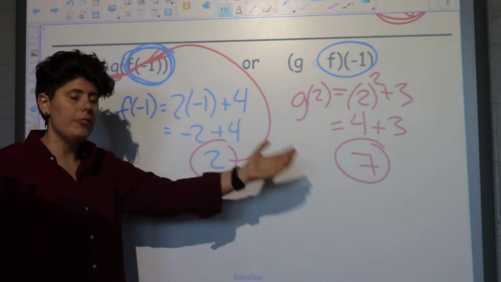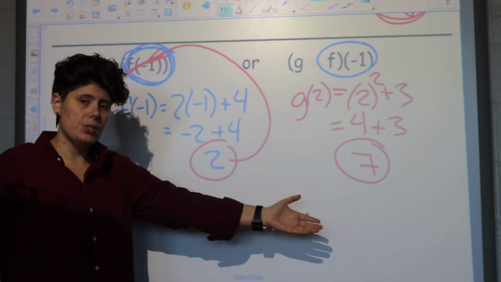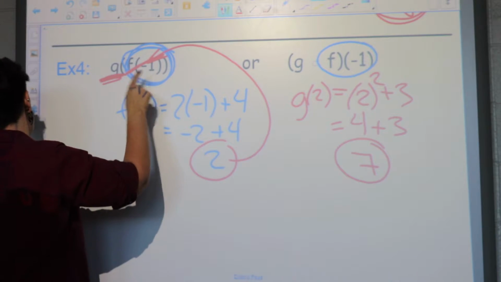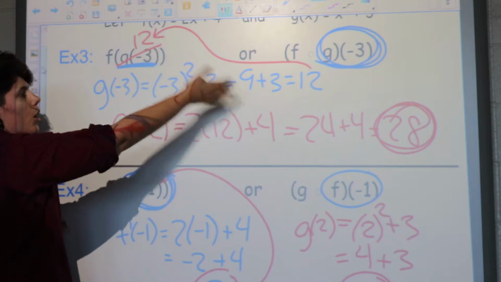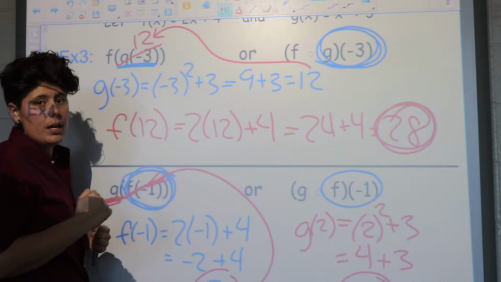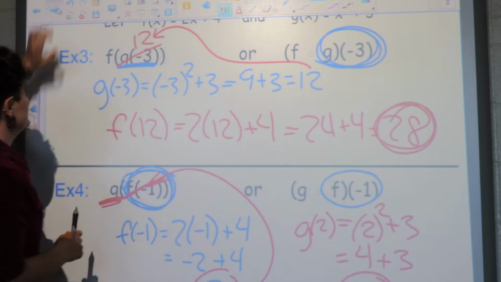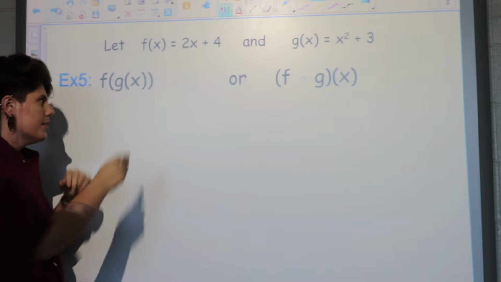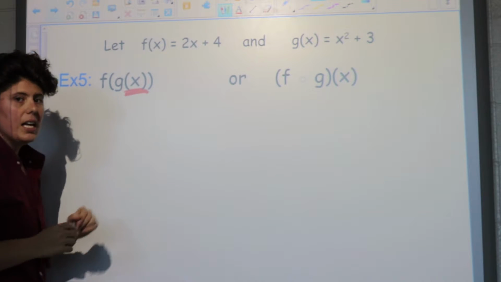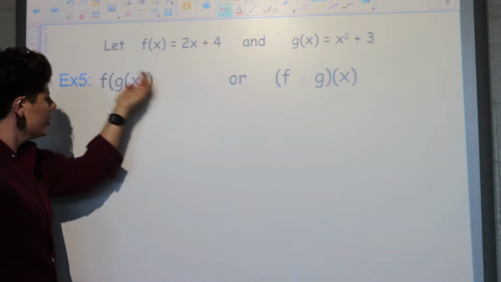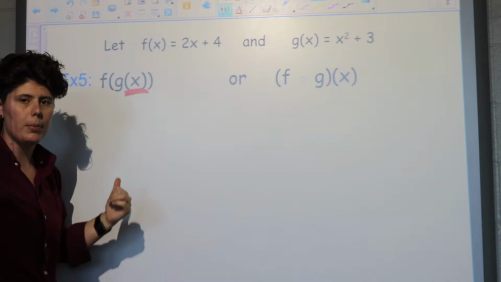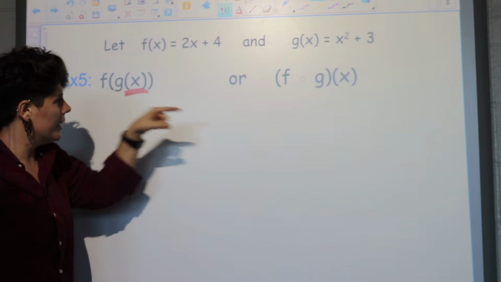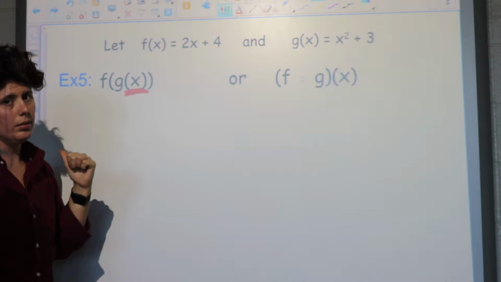If you put a number into a composition, you're always going to get a number back out. This is different than the next two examples. On number 5, we're not putting in a number. This time, we're putting in a letter. And if you put in a letter or a variable, you're going to get back out a letter or a variable. So things to remember: if you put in a number, you get out a number. If you put in a letter, you get out a letter.